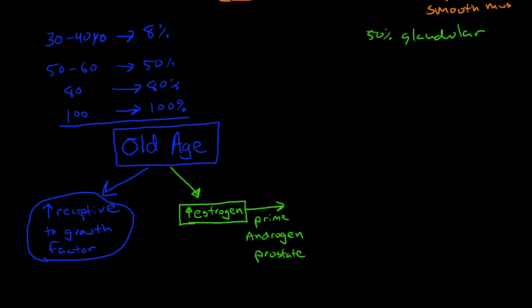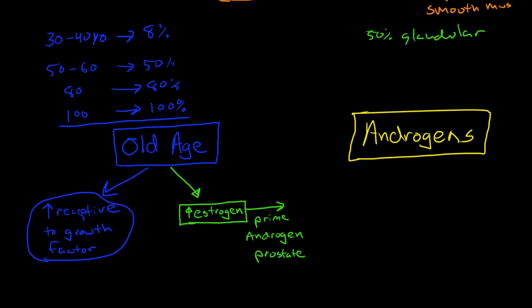And that brings me to the other side of the equation. The other side of the equation is androgens. So in the prostate, our stromal tissue is stimulated by an androgen called DHT, or dihydrotestosterone. Now, this is about 5 to 10 times more potent than testosterone in activating androgen receptors in the prostate. Now, testosterone gets turned into DHT inside the prostate by a chemical called steroid 5-alpha reductase.